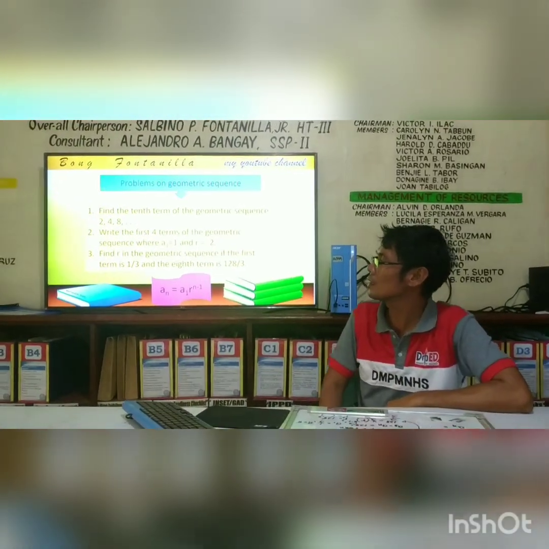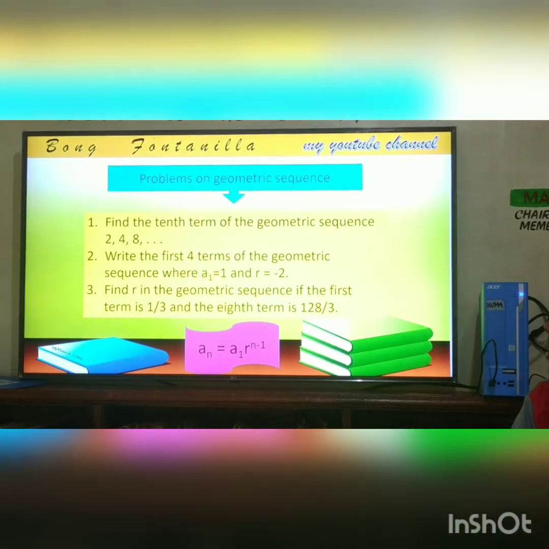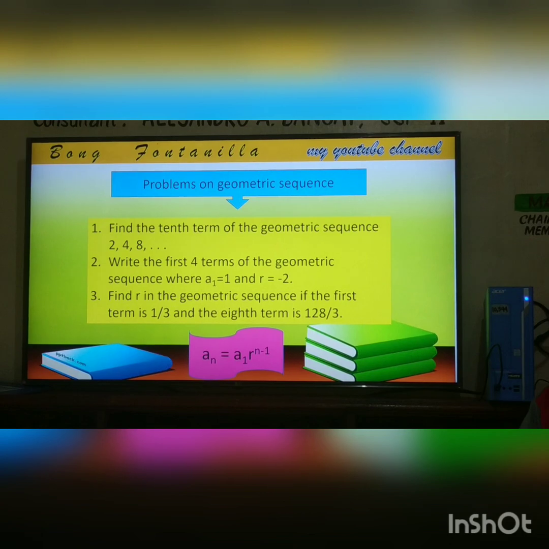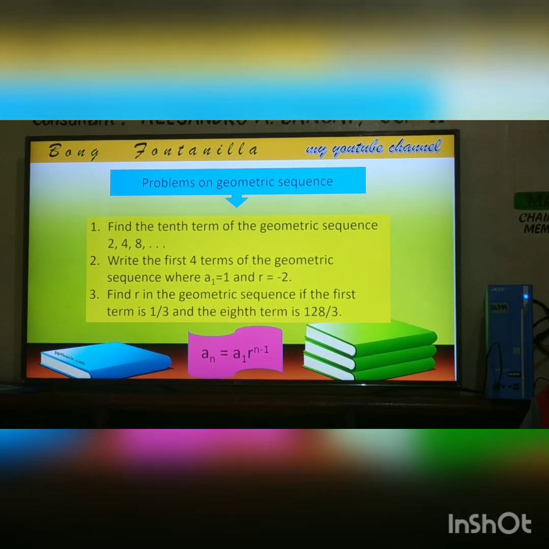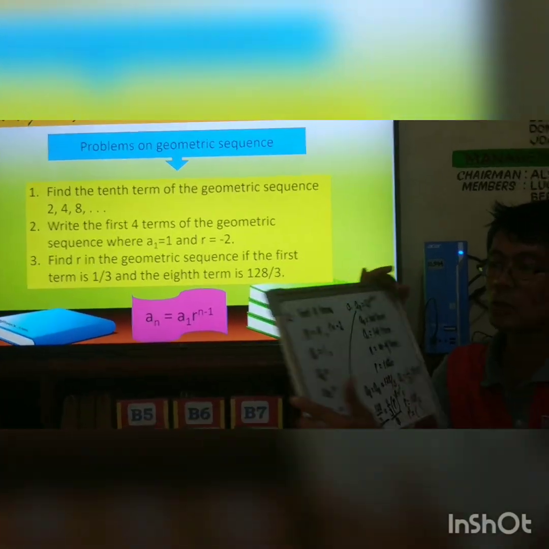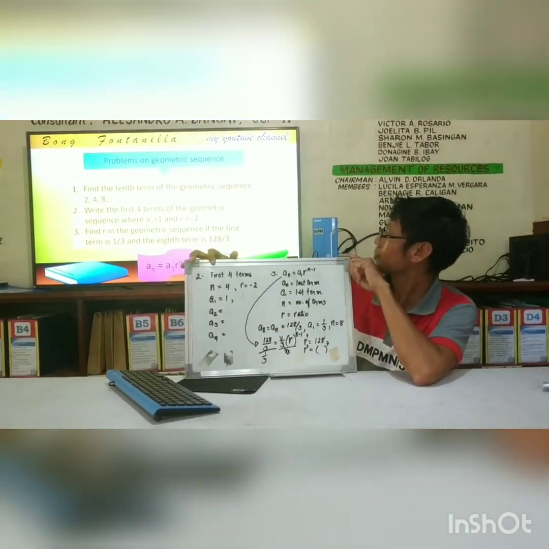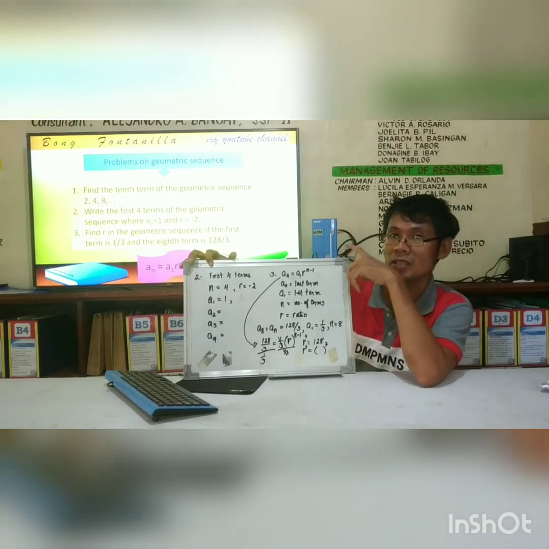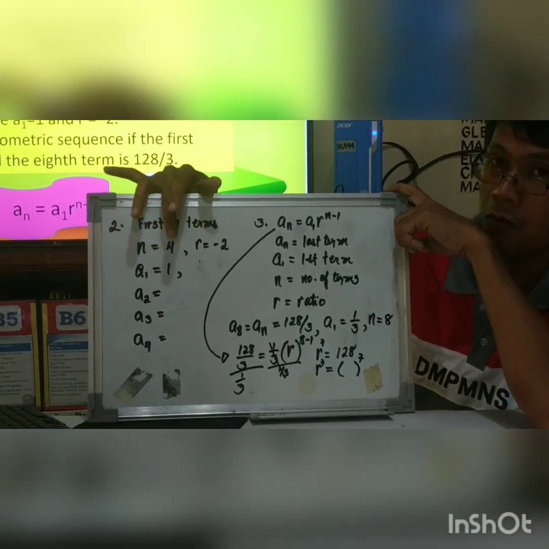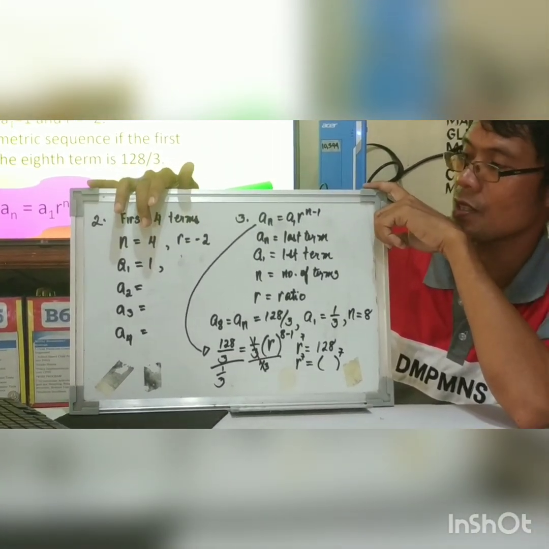So there. Next, punta tayo sa number 2. So let us try to consider number 2. Write the first 4 terms of the geometric sequence where a sub 1 is equal to 1 and r is equal to negative 2. So for number 2, basing from the problem, it says there, write the first 4 terms. So there would be 4 terms. First 4 terms. Our n is 4 because n is simply the number of terms.